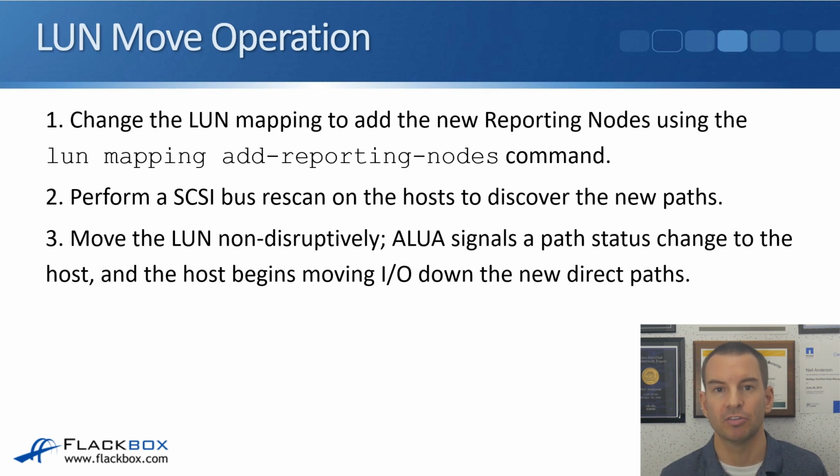That happens non-disruptively. ALUA signals a path status change to the host, and the host begins moving I/O down the new direct paths. So when the LUN moves to the new location, ALUA tells the host, don't use node 1 and 2 now, use node 3 as your optimized path, and use node 4 as your non-optimized path. And remember that I said just a minute ago that when you do a LUN move, it's available immediately in the new location.